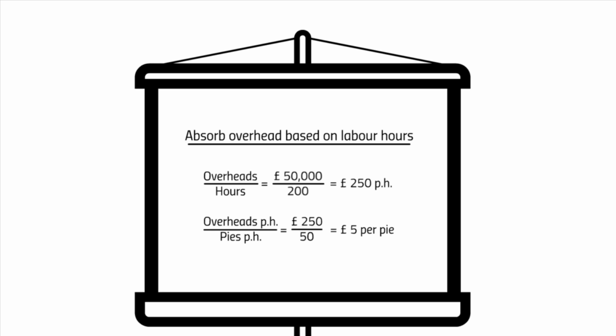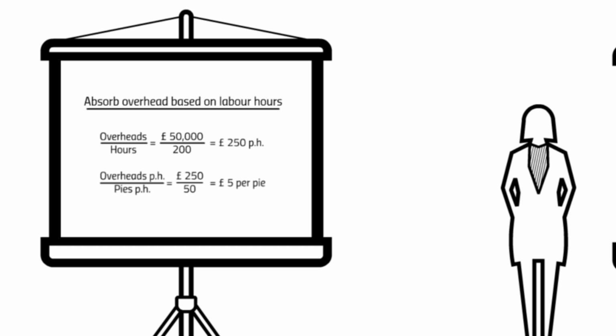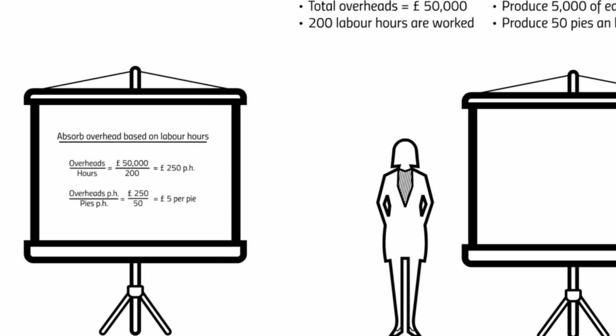And given that each pie takes the same amount of time to bake, whether we sell it fresh or sell it frozen, it seems reasonable that each type of pie is allocated the same amount of fixed overhead. But one day, the new production manager is leading a production strategy meeting and highlights that there's a significant difference in the number of production runs that are required to produce 5,000 of each pie.